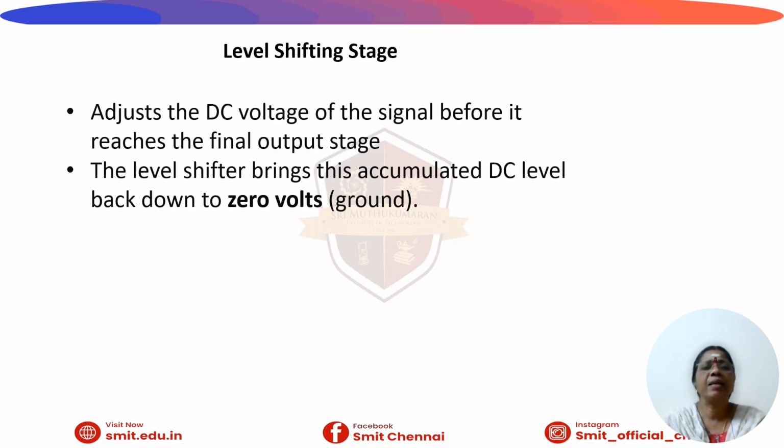A level shifting stage, which adjusts the DC voltage of the signal before it reaches the final output stage. The level shifter brings this accumulated DC level down to 0 volt, thus maintaining zero offset and a uniform swing between positive and negative with reference to the DC signal.